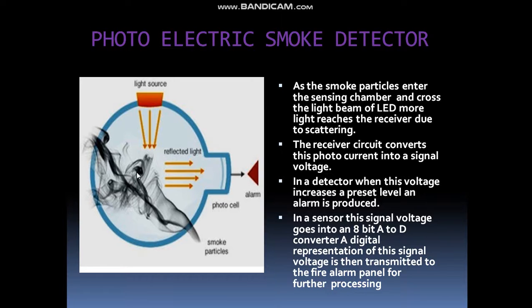In the absence of smoke, the gathered light is low, so the voltage is also low. But in the presence of smoke, the light received by the receiver is increased, so the voltage increases from the preset level. Then the alarm is produced. In this way the photoelectric smoke detectors work.